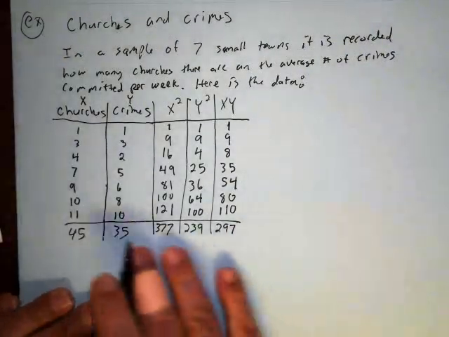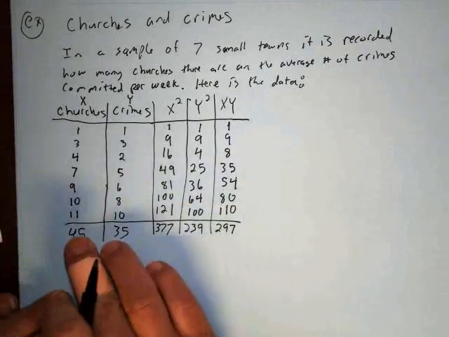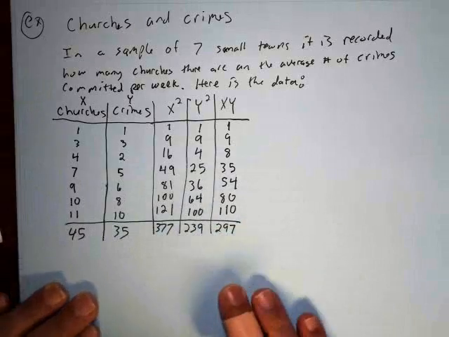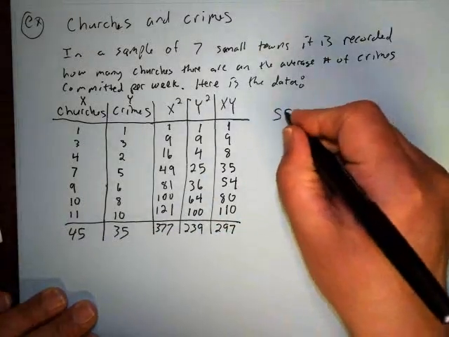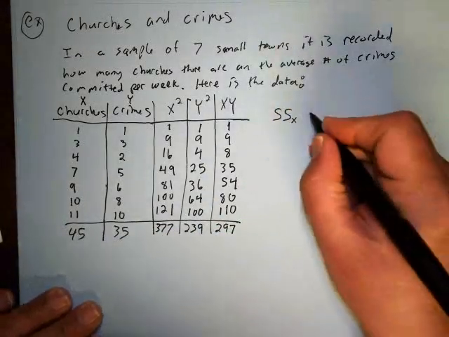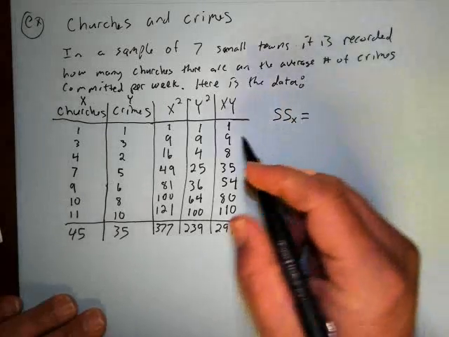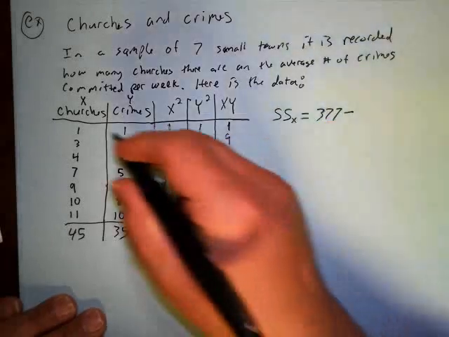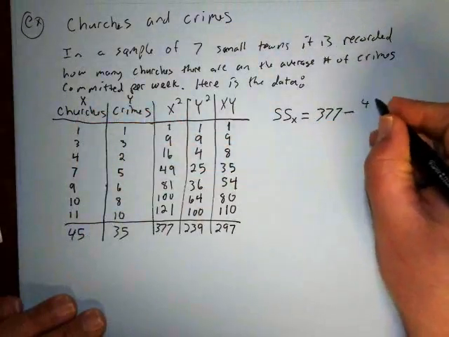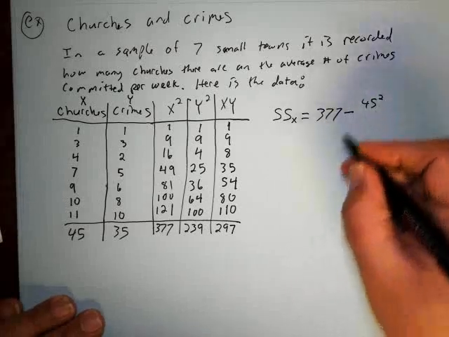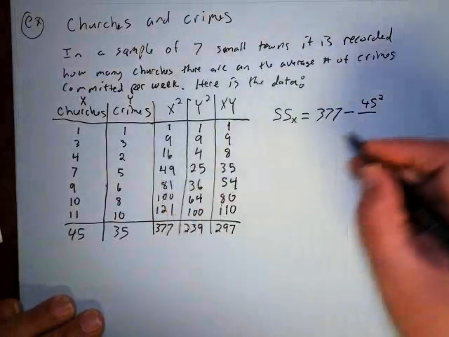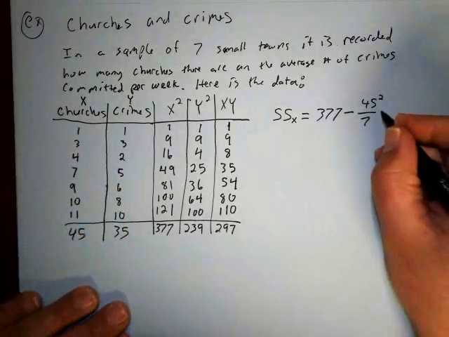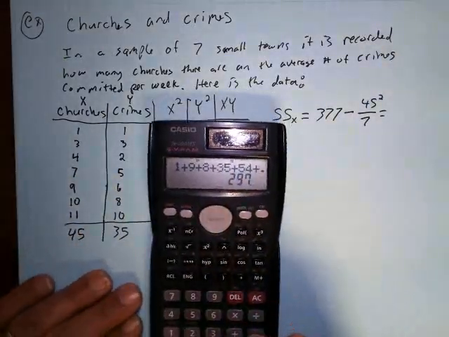Okay, so let's calculate. These are the sums. I'm not going to write them all out, but this is the sum of x, the sum of y, sum of x squared, sum of y squared, sum of x times y. So let me write out my SS's. So SSx would be the sum of x squared, 377, minus the sum of x, that quantity squared, over, there's 7 rows in my table, or 7 ordered pairs, over 7. Okay, so let's see what we get.